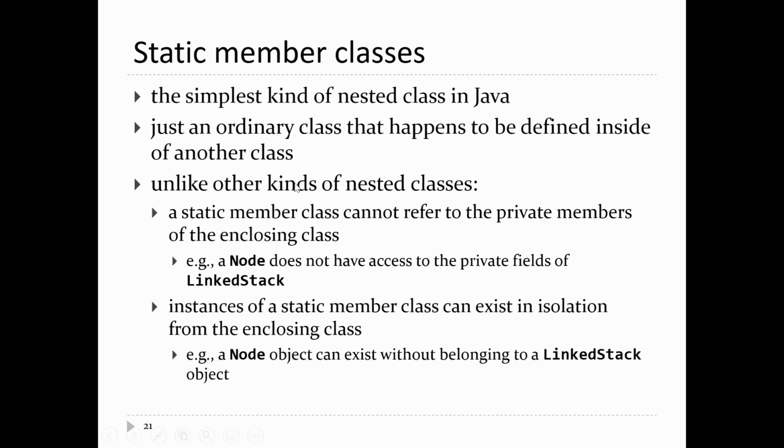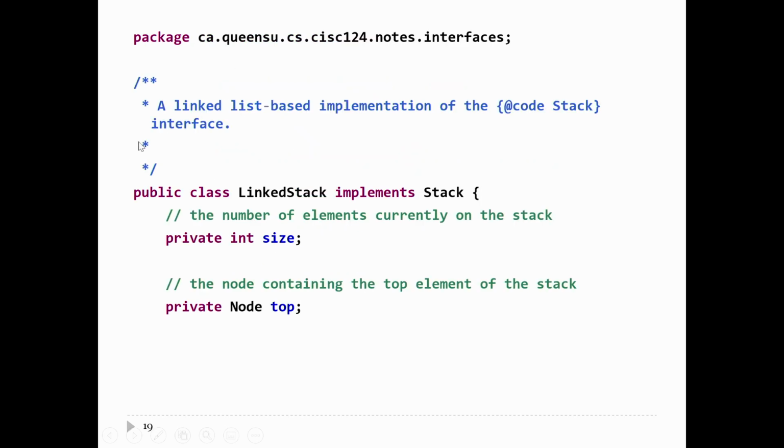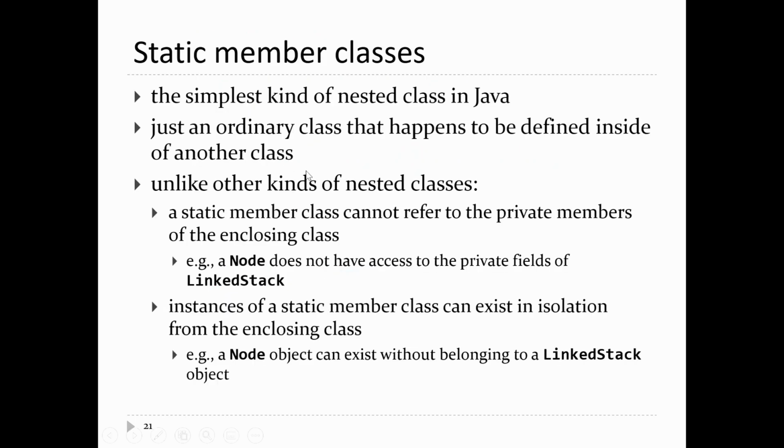Now, unlike other kinds of nested classes, so unlike the inner class we talked about previously, a static member class cannot access the private members of the enclosing class. So Node cannot access size or top from the stack class. Node can only access its own fields. In other words, a Node does not have access to the private fields of LinkedStack.